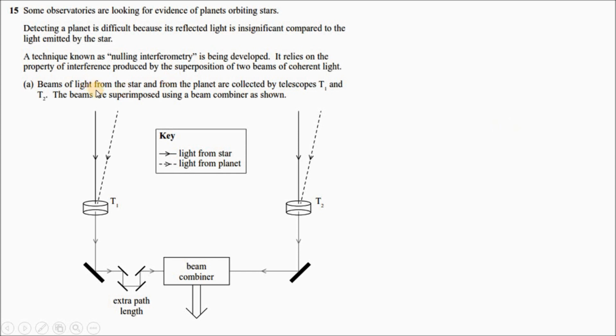Beams of light from the star and from the planet are collected by telescopes T1 and T2. The beams are superimposed using a beam combiner as shown. So this is the diagram. Two telescopes, T1 and T2, both are receiving light from the star and the planet. As per the key, solid lines are from the star and dotted lines from the planet. Okay, both lights come here, enter the beam combiner and interfere here. Okay, this is the explanation.